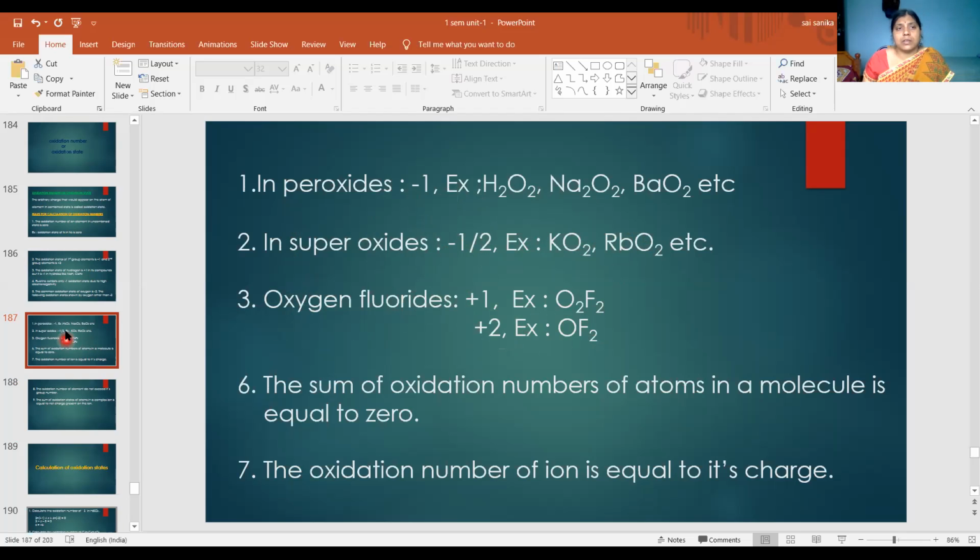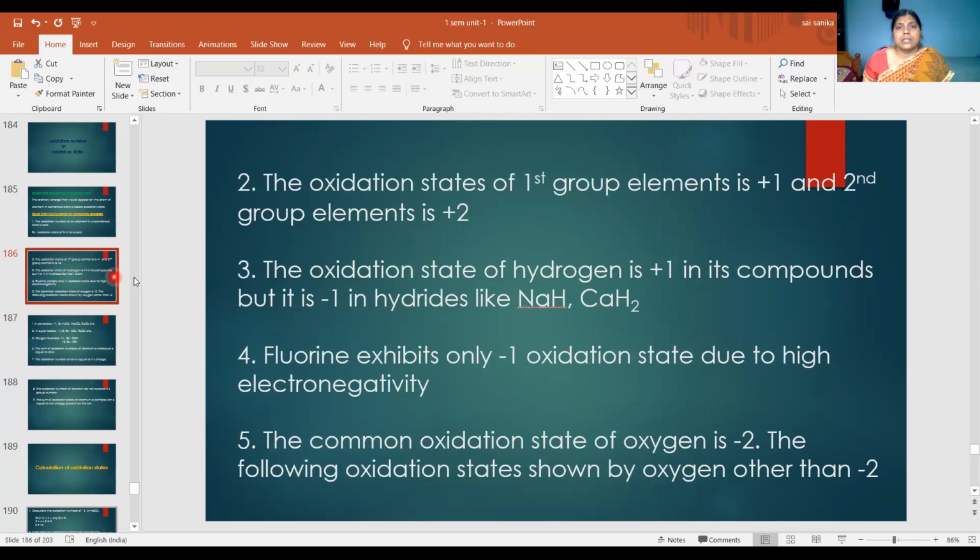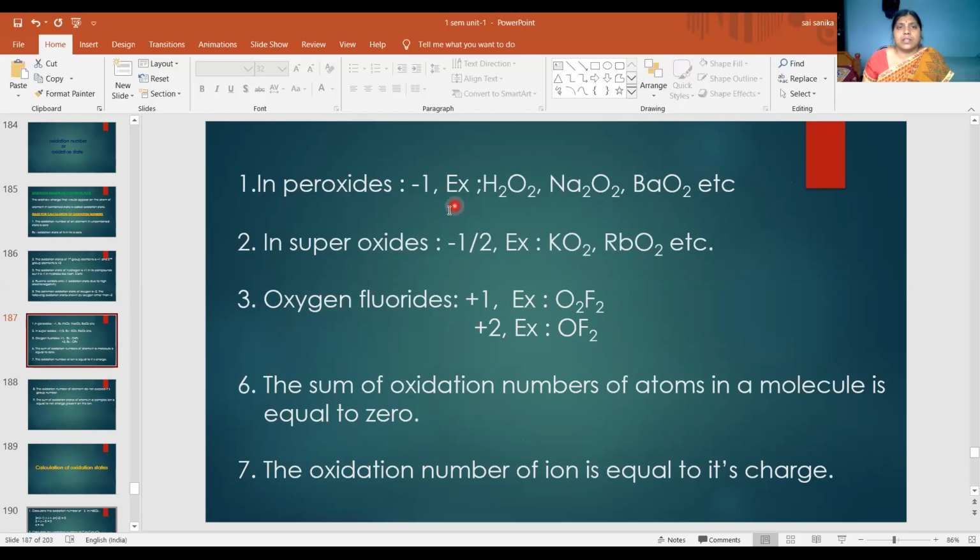But what is the common oxidation state of oxygen? That is -2. So other than -2, it is -1 in peroxides, -1/2 in superoxides, and +1 and +2 in oxygen fluorides. Then next.